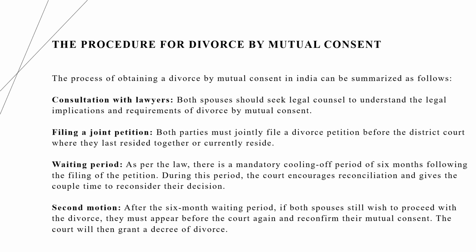After the completion of the 6 month waiting period, if both spouses still desire to proceed with the divorce, they must appear before the court once again. During this second motion, they reaffirm their mutual consent to the divorce. Upon satisfying this requirement, the court will grant a decree of divorce, officially ending the marital relationship.